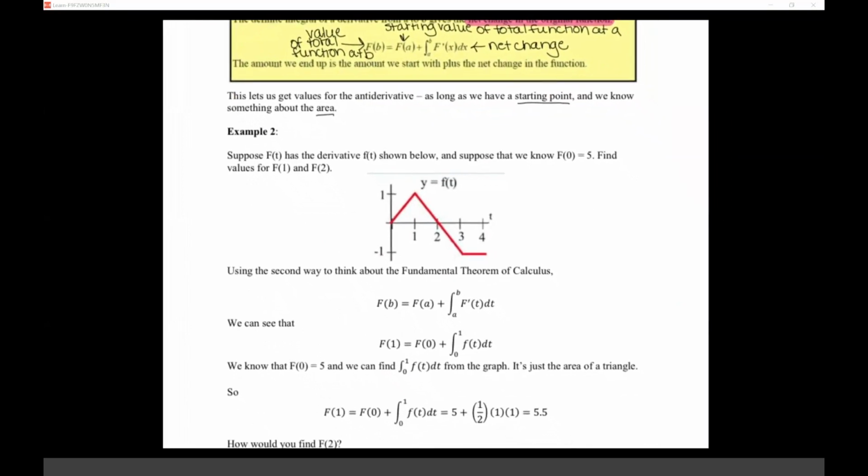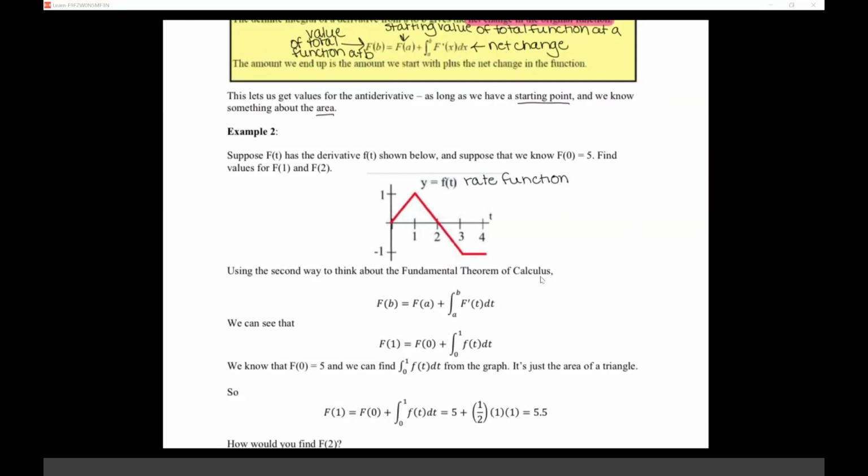All right, suppose here's our function. Okay, they say capital F of t has the derivative lowercase f of t. Okay, so this is a rate function, right? Because they told us it was a derivative. Okay, and suppose we know the total function value at 0 is 5. Okay, find values for f of 1 and f of 2. Now remember, they're giving you the rate function, okay? And you know you're starting at 0 for the total function. So this is a rate function, okay?